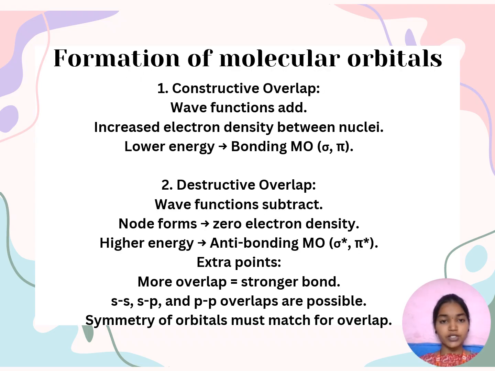Coming to the formation of molecular orbitals. Molecular orbitals form when atomic orbitals with the same symmetry and nearly equal energies overlap. The combination can be constructive, giving a bonding molecular orbital with high electron density between the nuclei, or it can be destructive, forming an antibonding molecular orbital with a node between the nuclei. The extent of overlap decides the strength of the bond. The greater the overlap, the stronger the bonding orbital and the higher the stability of the molecule.